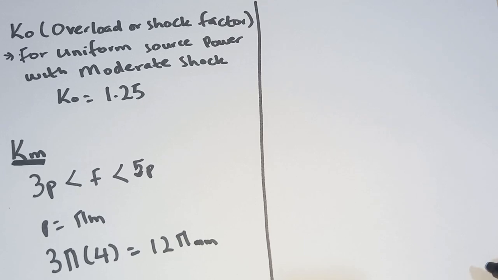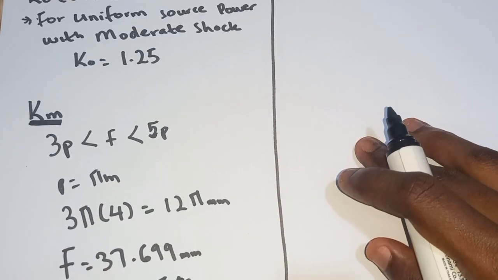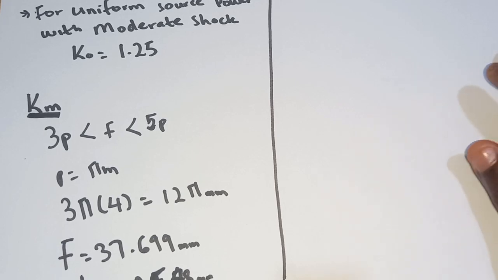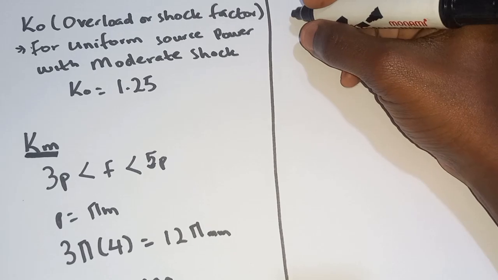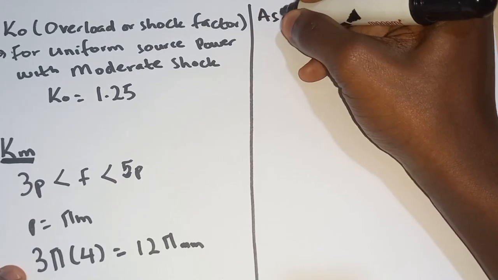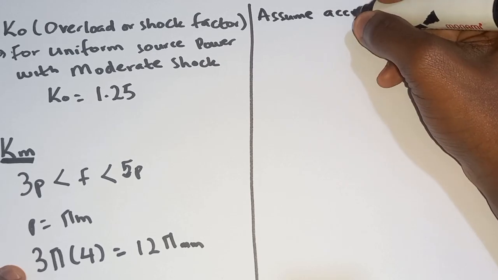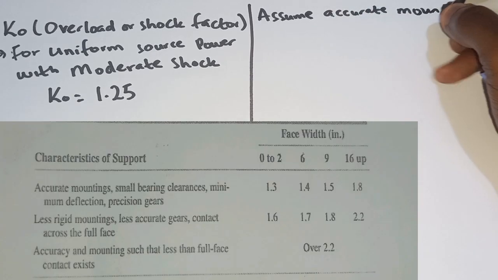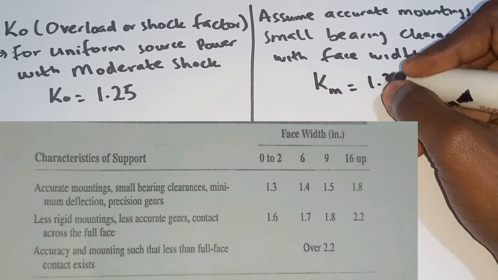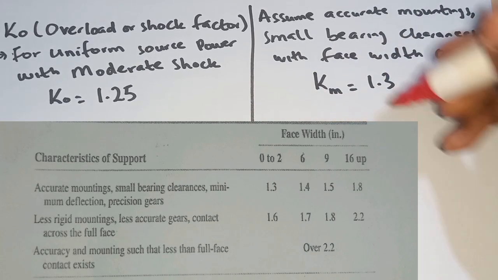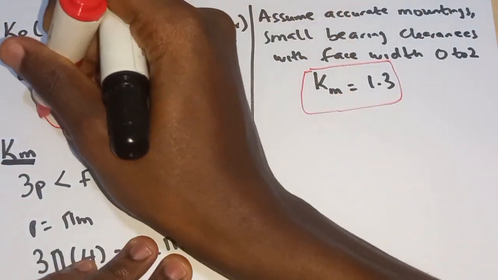Are you getting it? So then this is between the range of 0 to 2 inches. So when we bring this into inches, it's less than 2 inches. Are you getting it? So then we write our statement. Assume for accurate, because no information was given, the Km is equal to 1.3. So this is our Km, this is our KO.